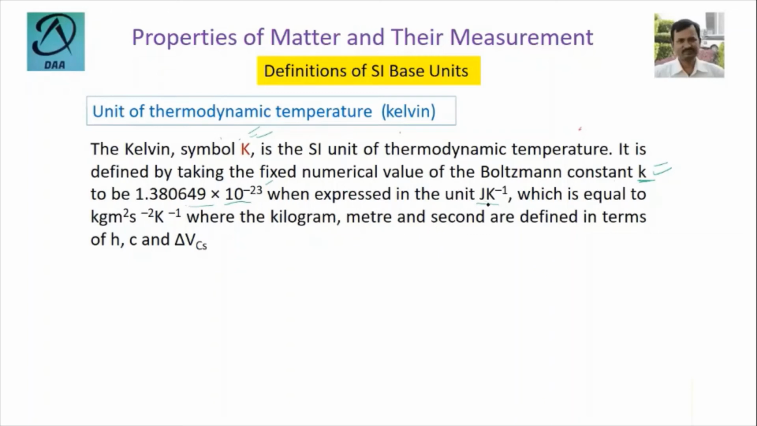And again, this J K to the minus 1 can be defined by the base units kg m square s to the minus 2 K to the minus 1, where the kilogram, meter and second are defined by h, c and the frequency of the cesium, as we discussed earlier.